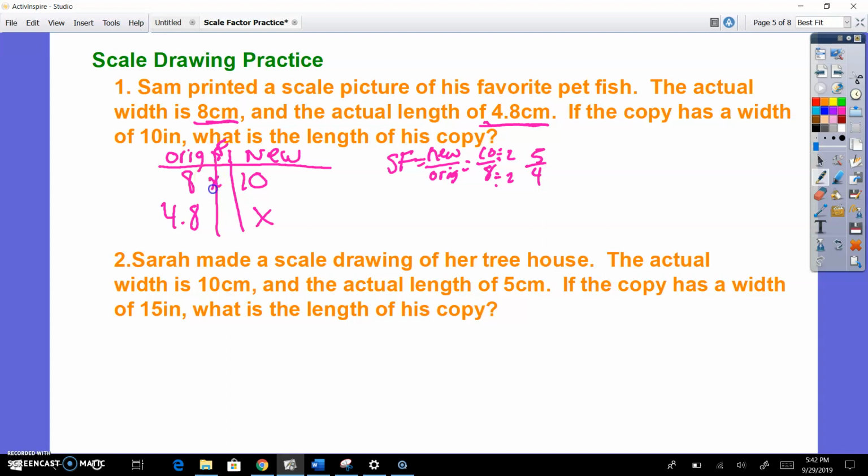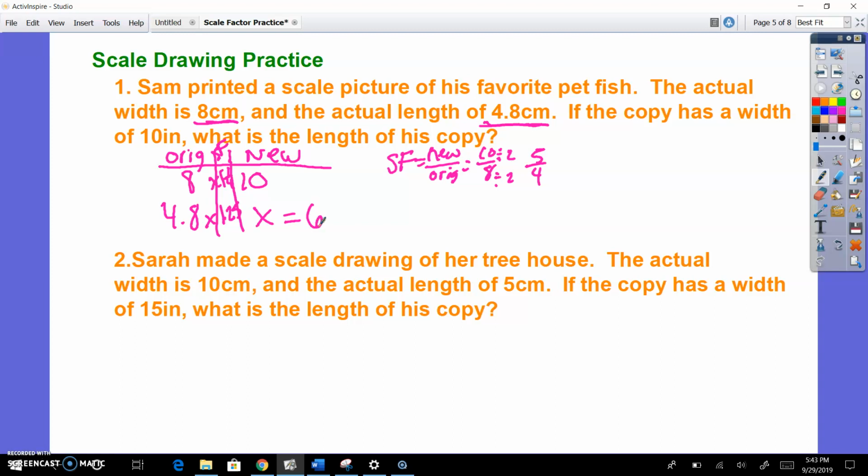So you're multiplying by 5/4. 4 goes into 5 one time, with 1 left over, 1 1/4. And then we multiply our original by 1 1/4, which is 1.25, to get x. So then 4.8 times 1.25 gives me that x is equal to 6. So the length would be 6.